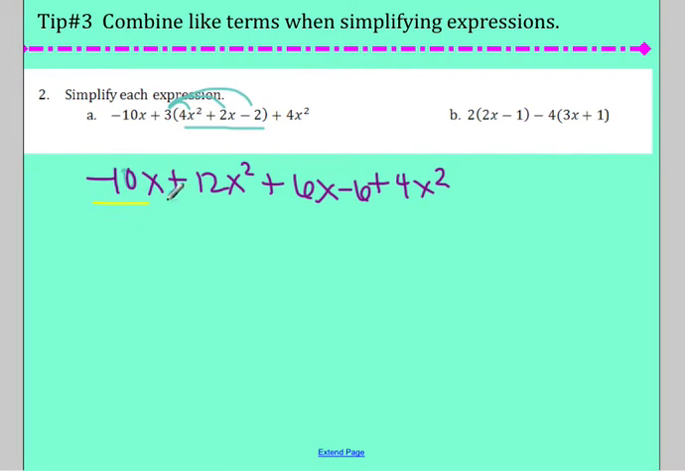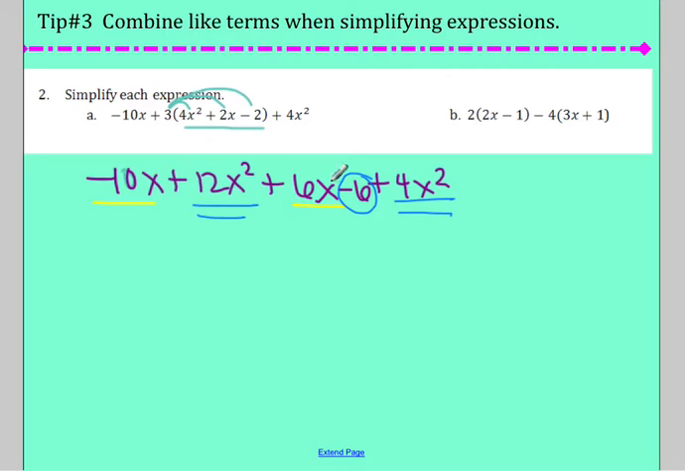So I look, there's a negative 10x and a 6x. Is there any just x's left? No. I'm going to box everything and then I'll take care of it. Then I have a 12x squared and a 4x squared. And lastly, I have minus 6.